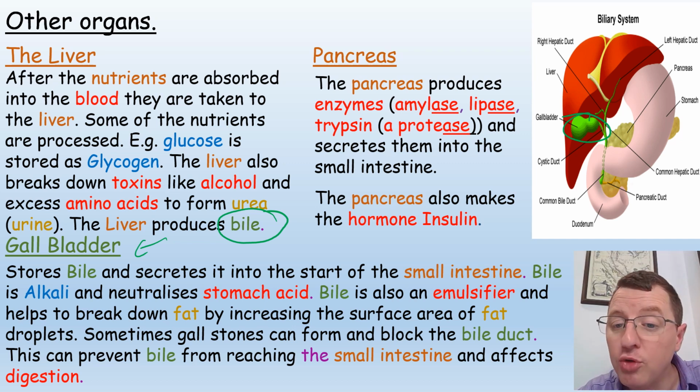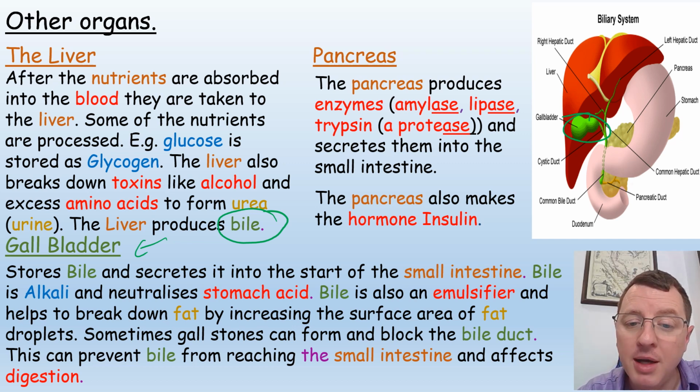Bile is also an emulsifier, and it will help to break down fat by increasing the surface area of the fat droplets. In effect, it's allowing the fat and the water to mix, because fat and water don't normally mix. So with the bile, it's allowing them to mix, so we get many small droplets of fat, increasing the surface area.